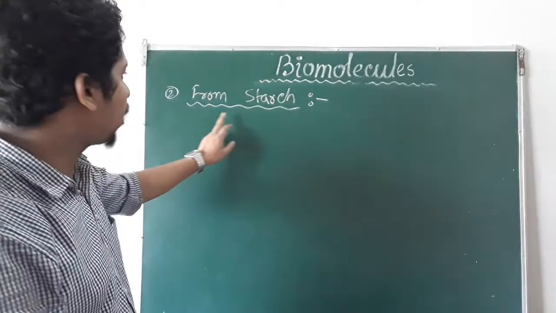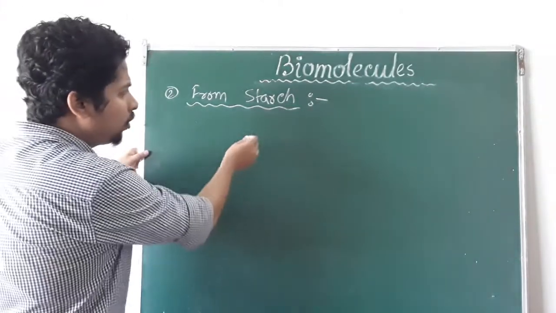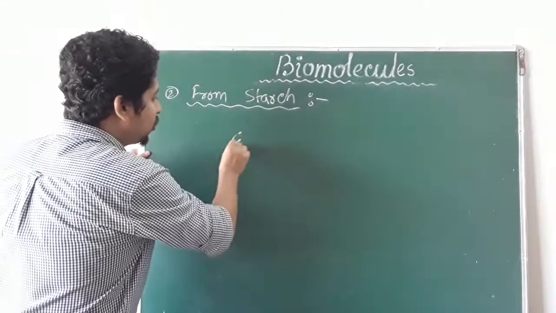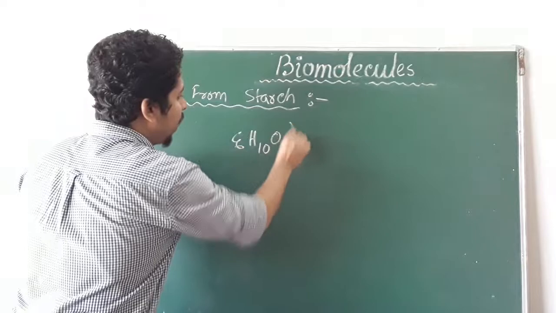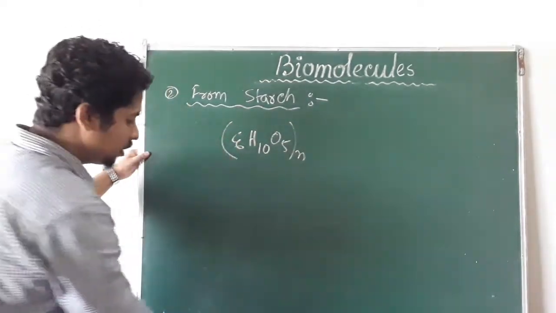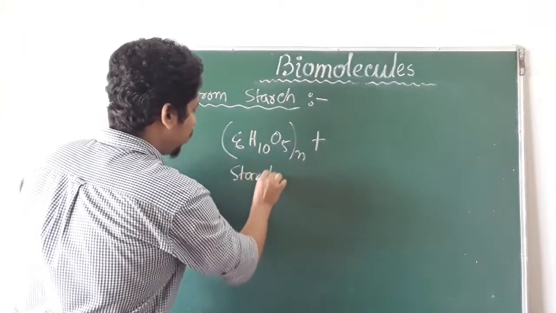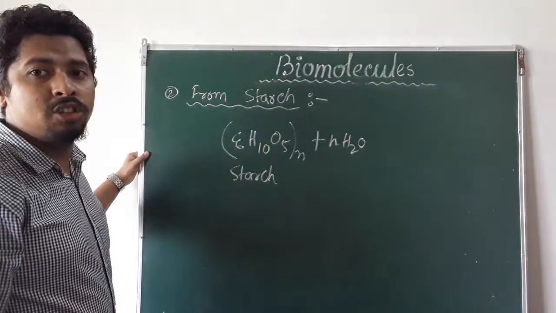Here you see, from starch also we can prepare glucose. You know the general formula of this starch, or the general formula of this polysaccharide, is C6H10O5 n. Okay, so this is the general formula. So this starch upon hydrolysis will give a large number of glucose units.